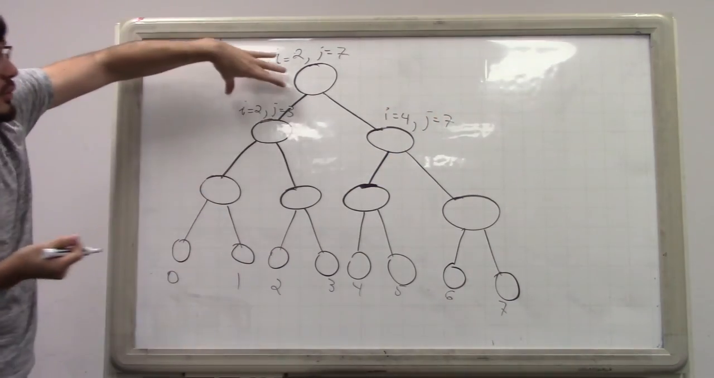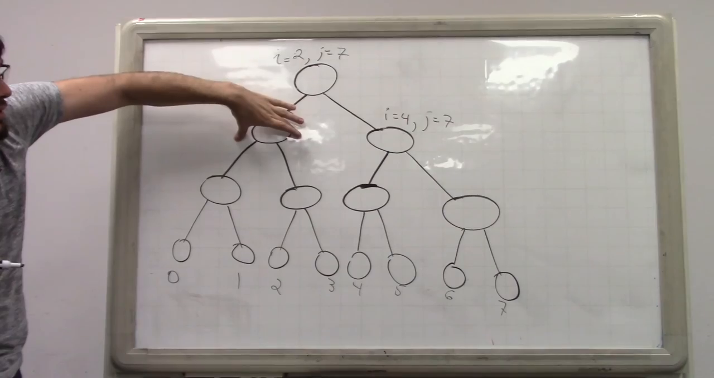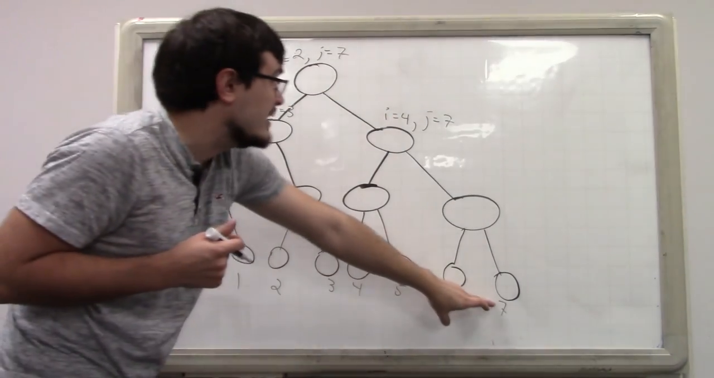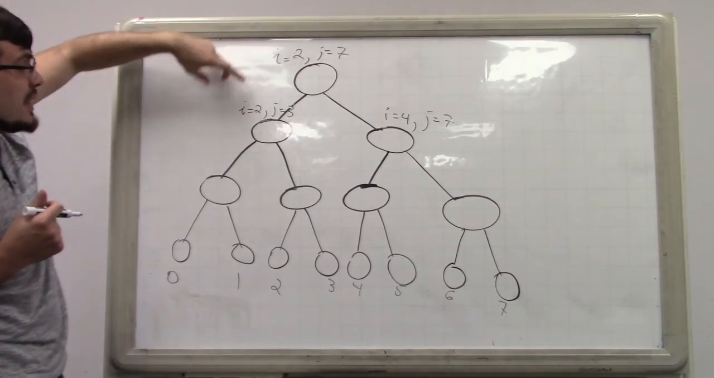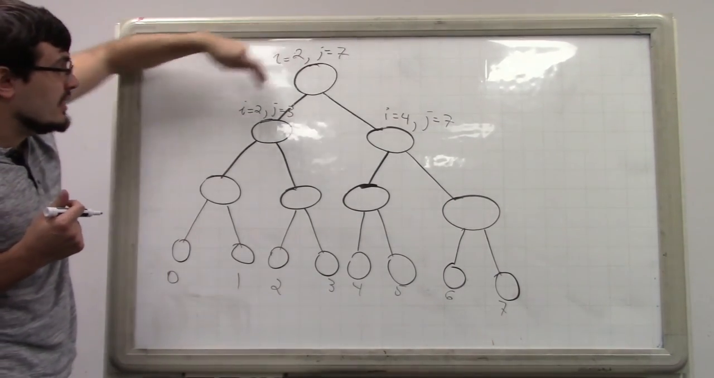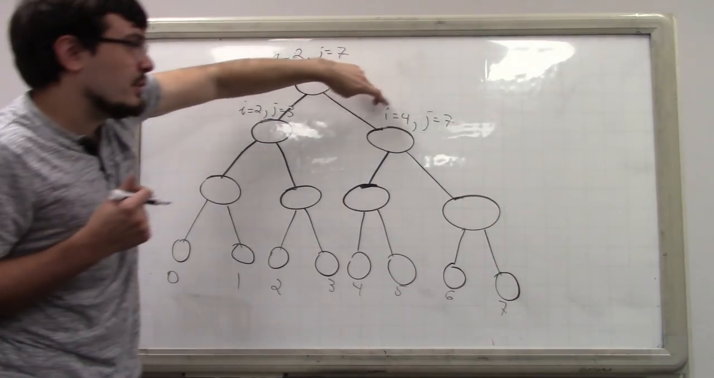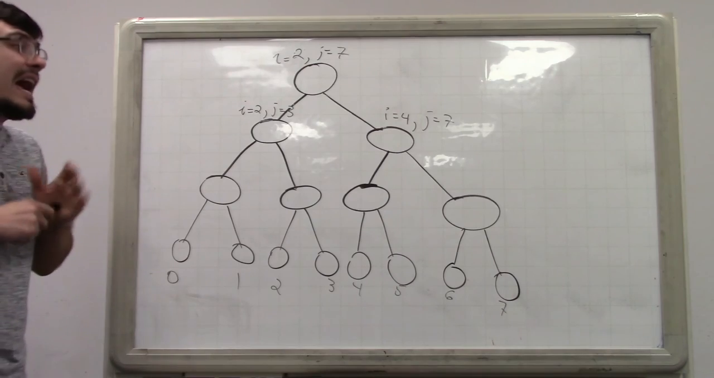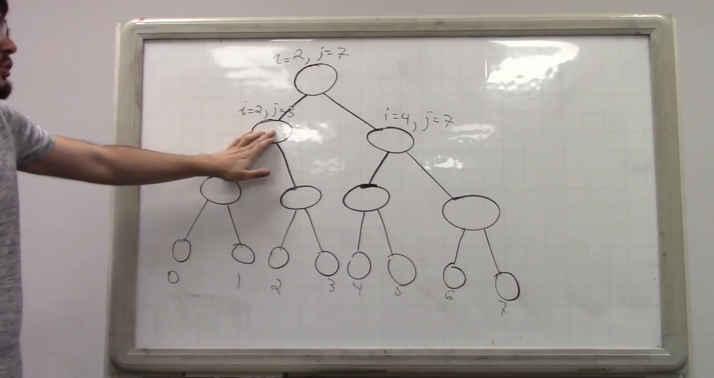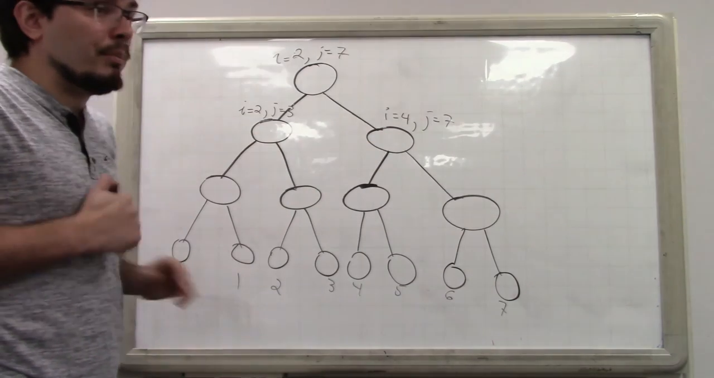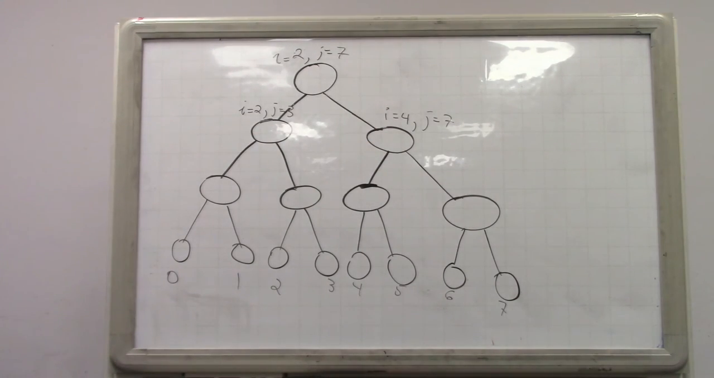You will split the query into one piece for this side and one piece for this side. This one's responsible for indices 4 to 7, and this one's responsible for indices 0 to 3, so you split this query of 2 to 7 into 2 to 3 and 4 to 7. But now, the key is that after this happens, yes, it's true that we have to recursively evaluate both of these nodes, but this situation can never happen again.